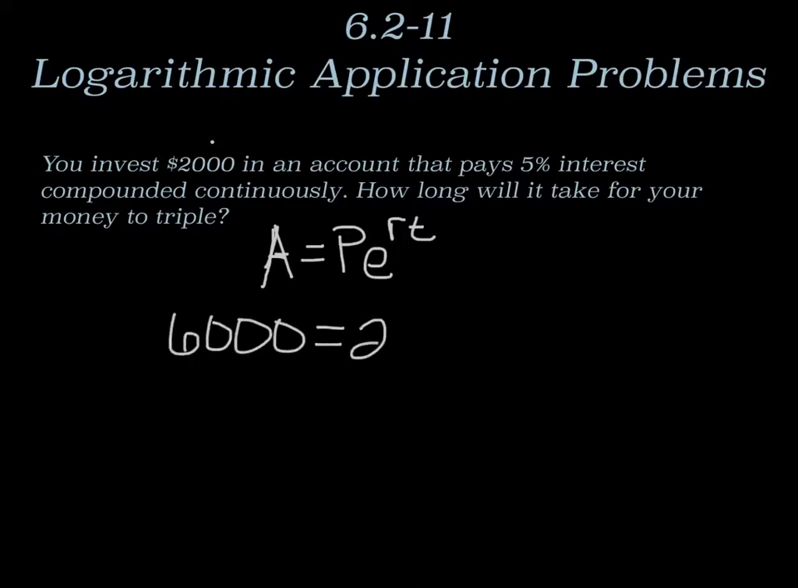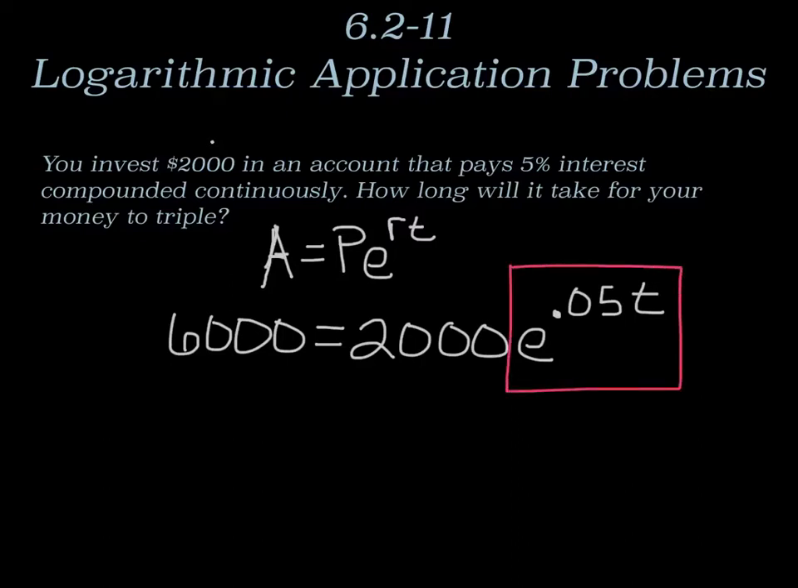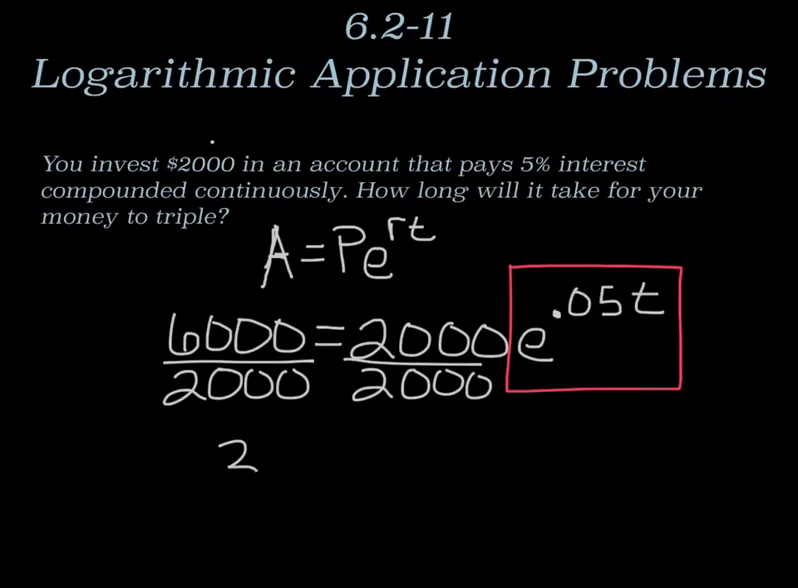Our prior amount was the 2,000 that we started with. Then e raised to the rate, which is 0.05, and then the time, t, and that's what we're trying to solve for. So the first thing we want to do, just like we always need to do, is isolate the exponential part. So we need to divide both sides by 2,000. And that gives you the 3, which is where the triple came from. So 3 equals e to the 0.05t. And I'm running out of room.